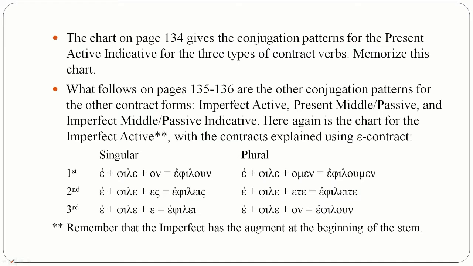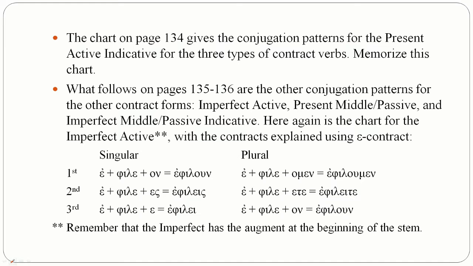Now moving on, pages 135 and 136 have the conjugation patterns for those same three contract verbs, timao, phileo, and delao. But these are in different tense and voice combinations. You added the imperfect active, the present middle passive, and then the imperfect middle passive. I'm not going to go over all of those, but here's the chart for the imperfect active. I've blown that up and put in all of the parts of that so that you can see exactly how that works.